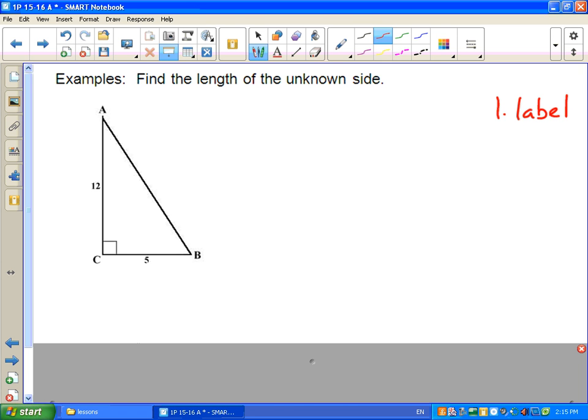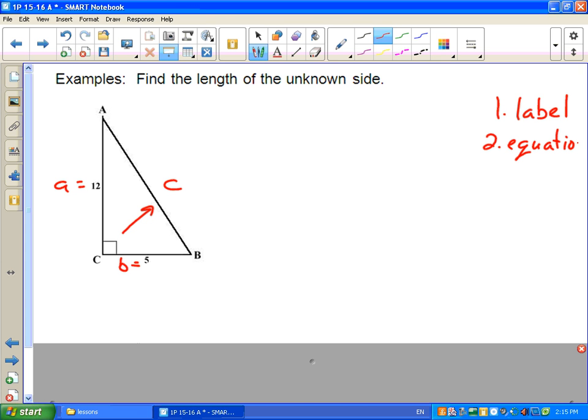So we find our right angle here. We go across, and we're going to label this side as C. It doesn't matter where we put the A and the B, so I'm just going to put A over here, and then I'm going to put B down here. Okay. Then we want to write down our equation.